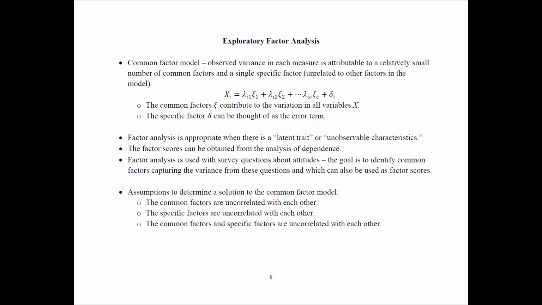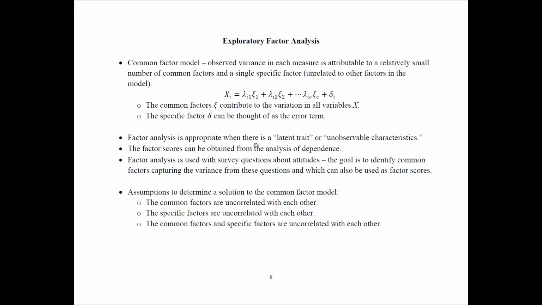So we would have here xi, an original variable that we have in the data set, equal to lambda i1 xi1, and so on, plus delta i. These would be the common factors that we would uncover during the analysis, xi1, xi2, and so on to xi-c, representing the original variable. And this specific factor, delta, could be thought of as the error term. These are the common factors, and they're common because they might also appear for the other variables, and this is the error term that is specific to this variable.